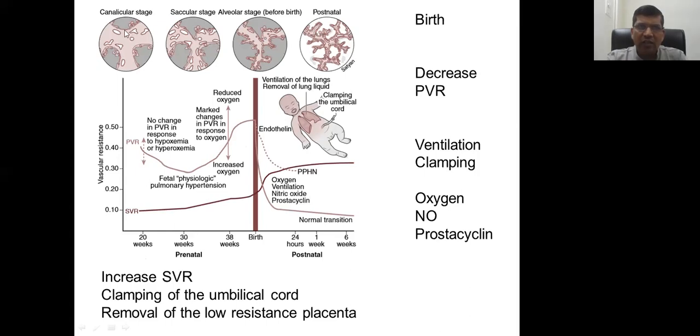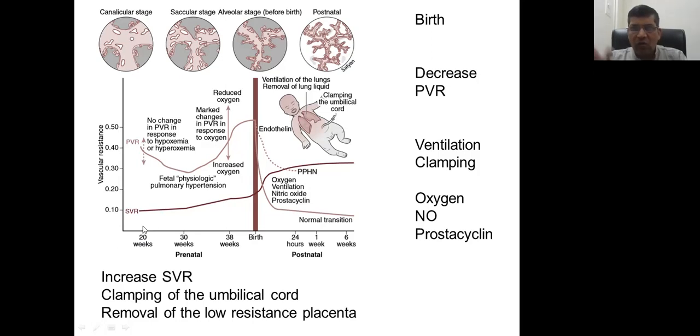As we all know, in the canalicular stage we have very small blood vessels, few blood vessels, less cross-sectional area, and very high levels of vasoconstrictors. Hardly any vasodilators. So the fetus in the canalicular stage is in a state of fetal physiological pulmonary hypertension. The first important concept to understand is that the fetus is in a state of physiological pulmonary hypertension. That is expected, and that is the need of the fetus.